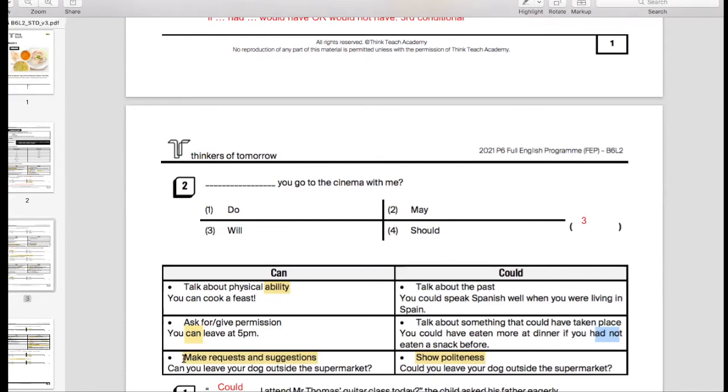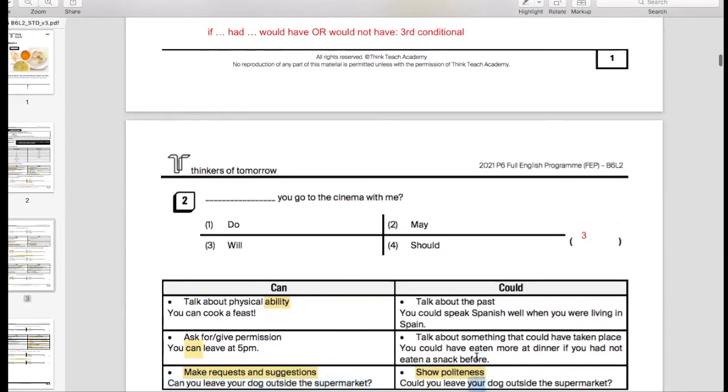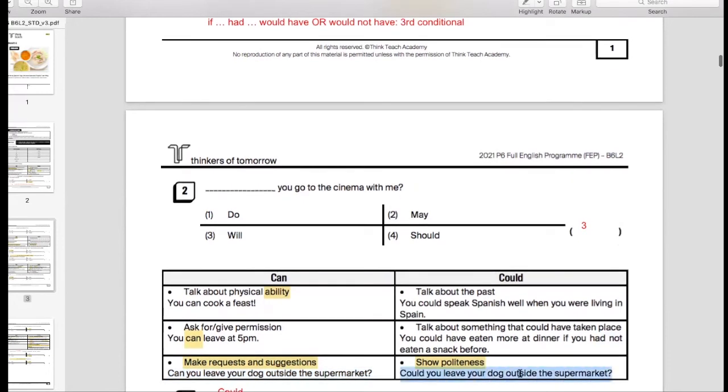Then the other big difference between can and could. Look, there is no difference here. Could you leave your dog outside the supermarket? This one also, could you leave the dog outside the supermarket? Then you're going to ask me, teacher Algene, what's the difference? Both are the same. How come one is can, one is could? The only difference is that could is more polite than can.